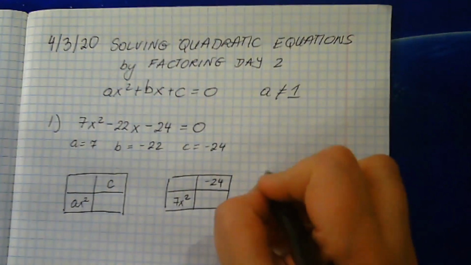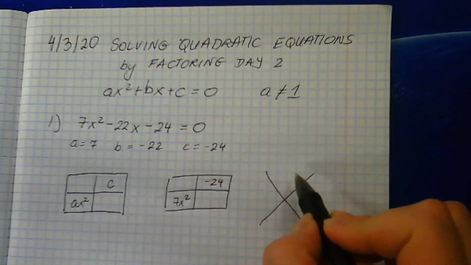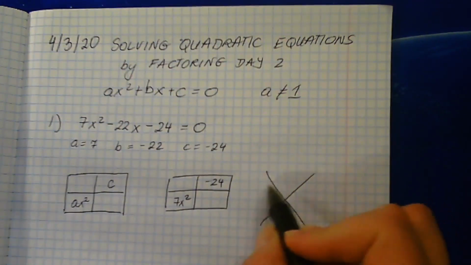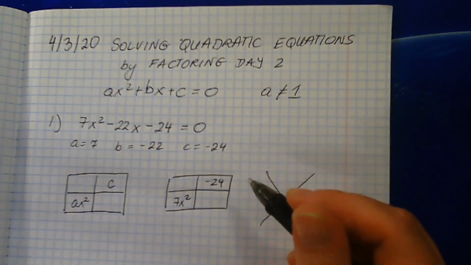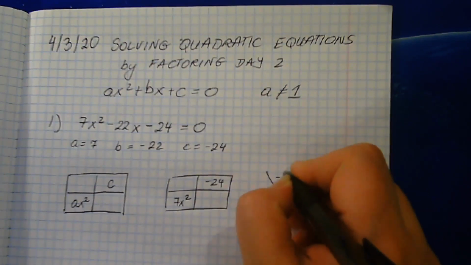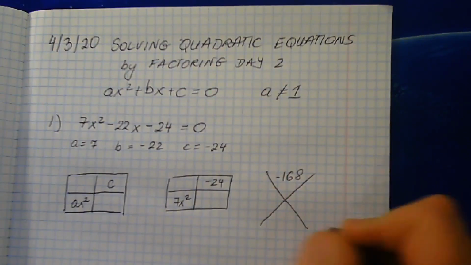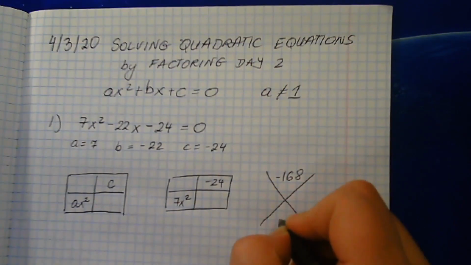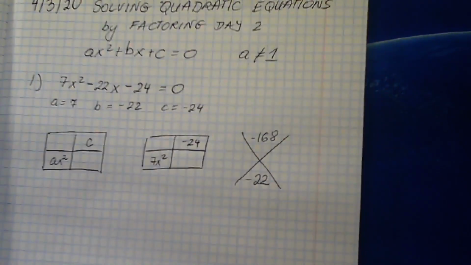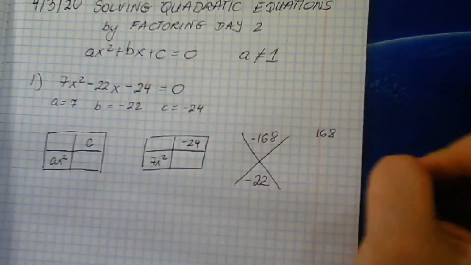And then from this, we're creating the diamond just like the last lesson. This will be a times c. So we're multiplying 7 times negative 24, and that's gonna give me negative 168. This still is b, which is negative 22. Okay, we have a big number to work with, so we're gonna do it the way we did it last time.